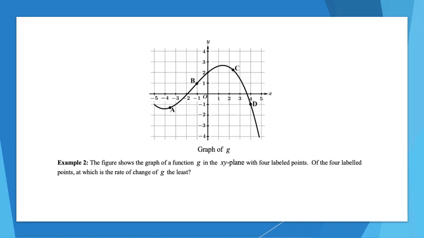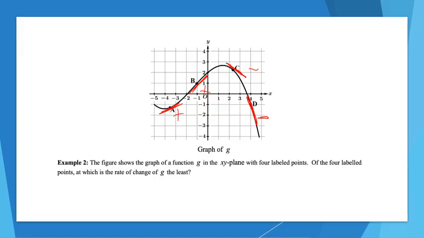All right, example 2. Now we have 4 labeled points, adding one more point into the mix. Where's the rate of change the least? And so what we want to do here is take a look at A. We know this is slightly positive. B is also positive. C is slightly negative. And D is also negative, but a little bit steeper.